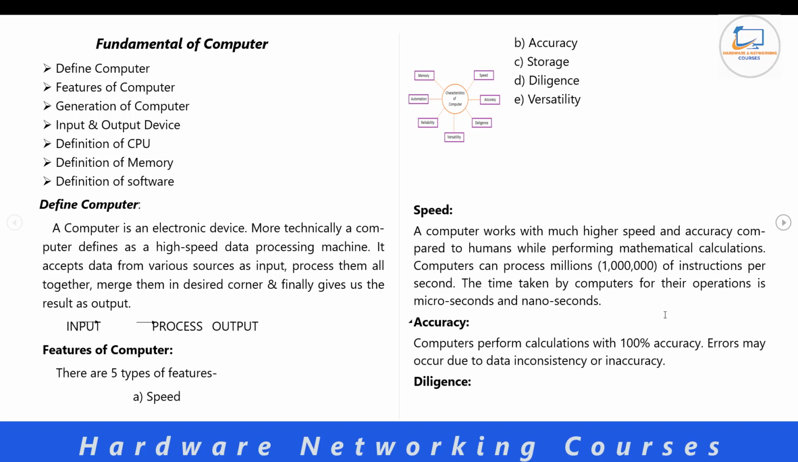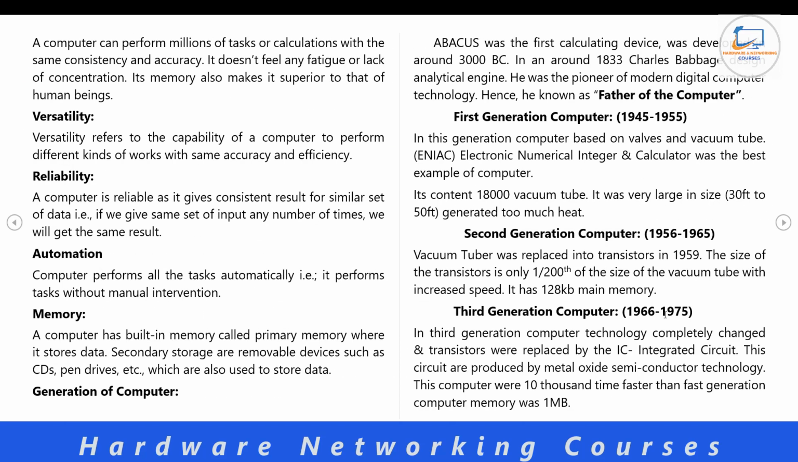Then accuracy. A computer performs calculations with 100% accuracy. Errors may occur due to data inconsistency or inaccuracy. Then there is diligence. A computer can perform millions of tasks or calculations with the same consistency and accuracy. It does not feel any fatigue or lack of concentration. Its memory also makes it superior to that of human beings.